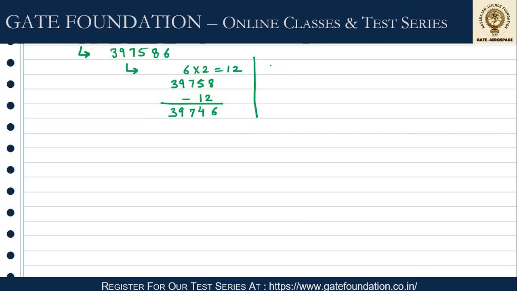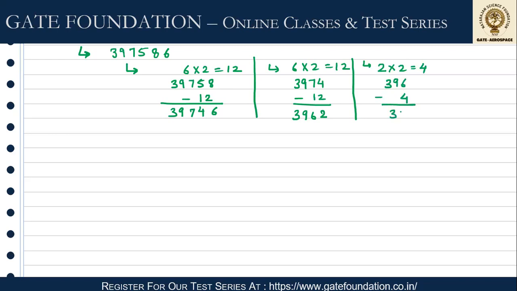So the second step will be 6 into 2, that is 12, and the rest of the number 3974 minus 12. So again 3962. Again I'll remove the last digit, that is 2 into 2. I'll get 4, and the number is 396 minus 4. I'll get 392. Again I'll remove the last digit, that is 2 into 2, that is 4, and 39 minus 4. See, we are getting the answer right over here, 35.